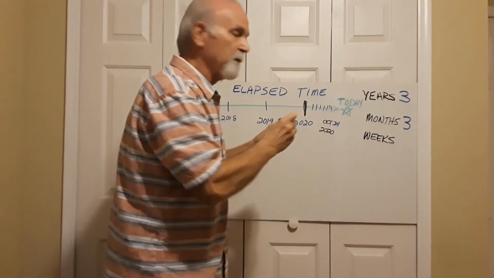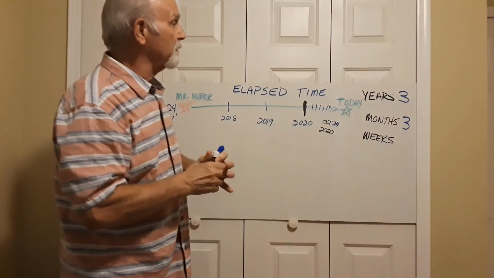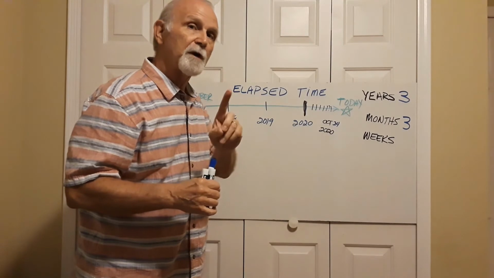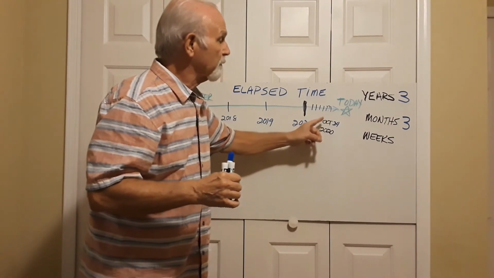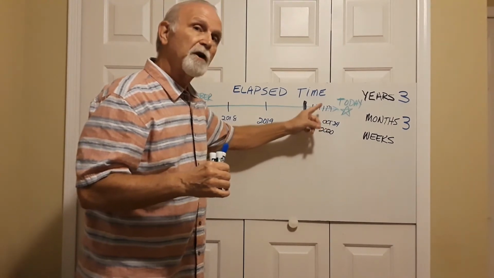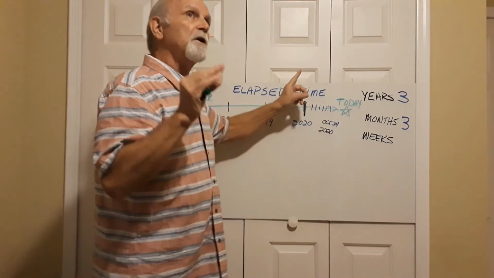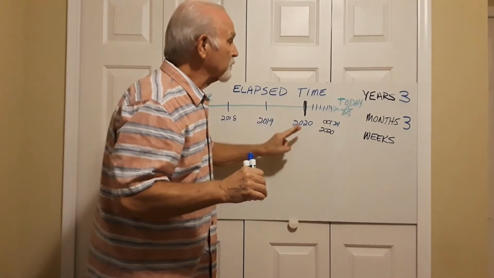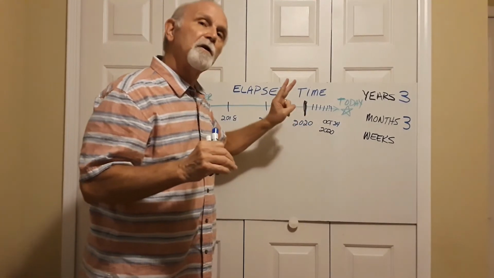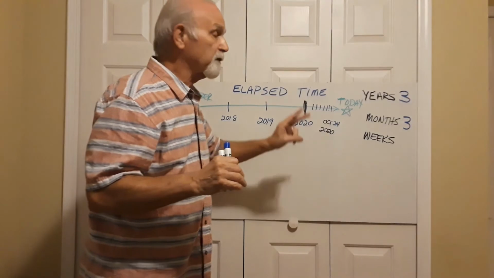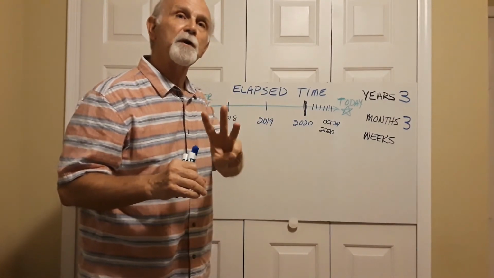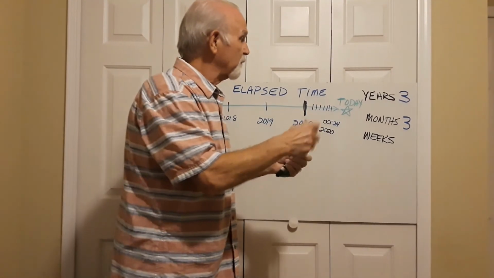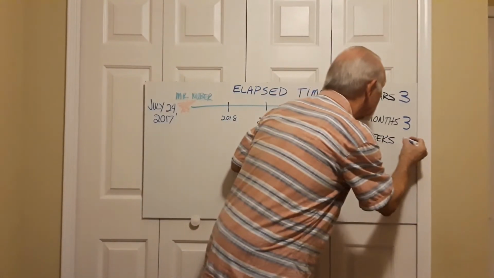All right, so how many weeks is it? I just looked on the calendar. From October 24th to the 31st is 1 week. From October 31st to November 7th is 2 weeks, and from November 7th to November 14th is 3 weeks. November 14th was a couple of days ago. So this works out to 3 weeks.